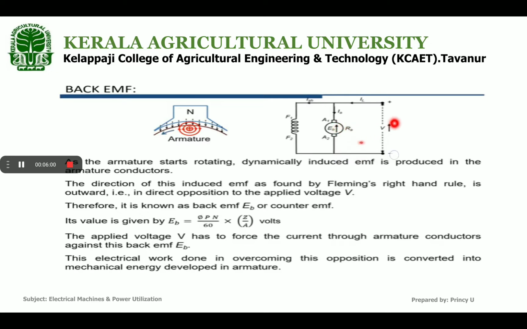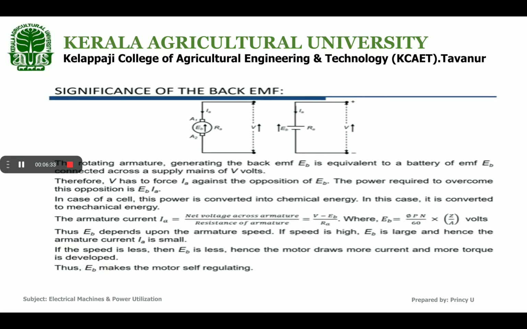So this input voltage has to do an electrical work to overcome this opposition, because we know that the direction of induced EMF is opposite to the direction of applied voltage. So to overcome this opposition, it has to do a work. This electrical work done to overcome this opposition is converted into mechanical energy developed in armature. So ഈ back EMF overcome ചെയ്യാൻ വേണ്ടി ചെയ്യുന്ന ഒരു electrical work done ആണ് mechanical energy ആയിട്ട് convert ചെയ്യുന്നത്.